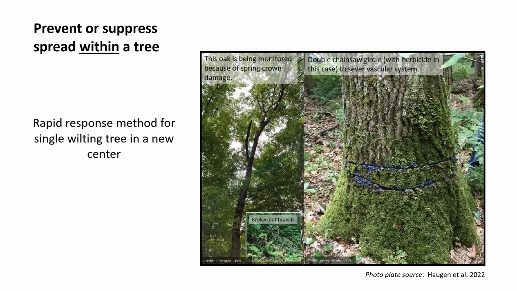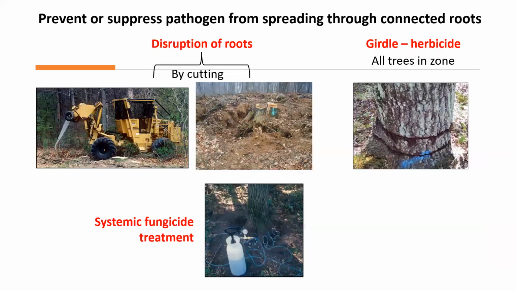But I want to emphasize that the fungicides that are used do not kill the oak wilt fungus in a tree. When it's used in this manner, it won't eradicate the fungus, and retreatment would be necessary. All right, the third area is to prevent or suppress the pathogen from spreading through connected roots.